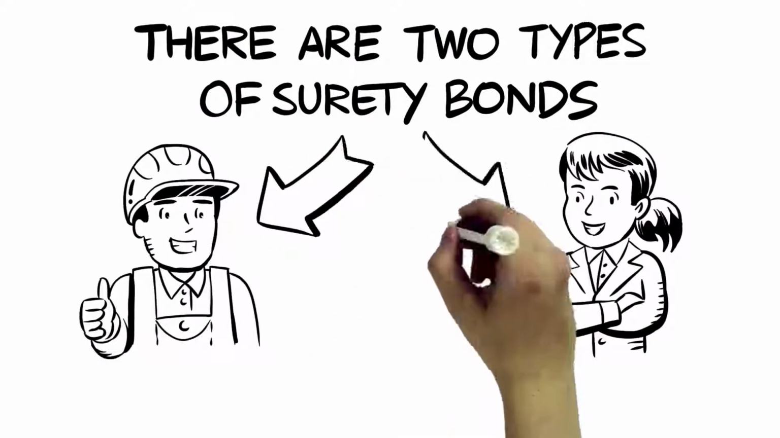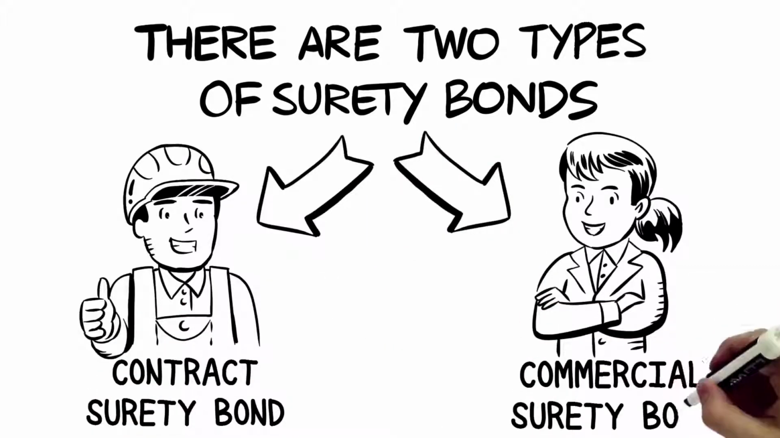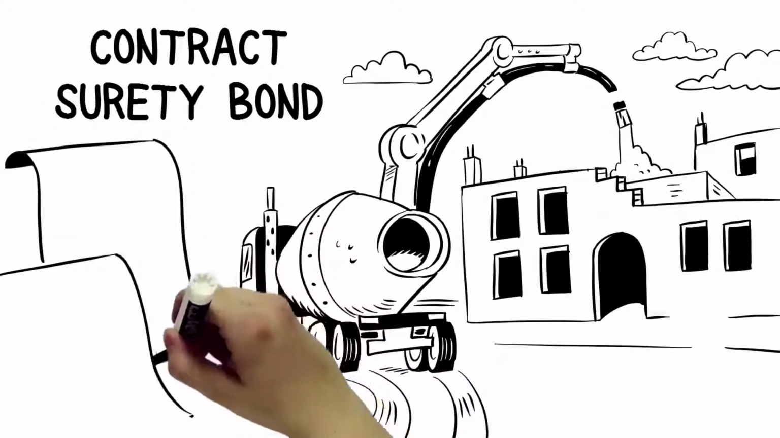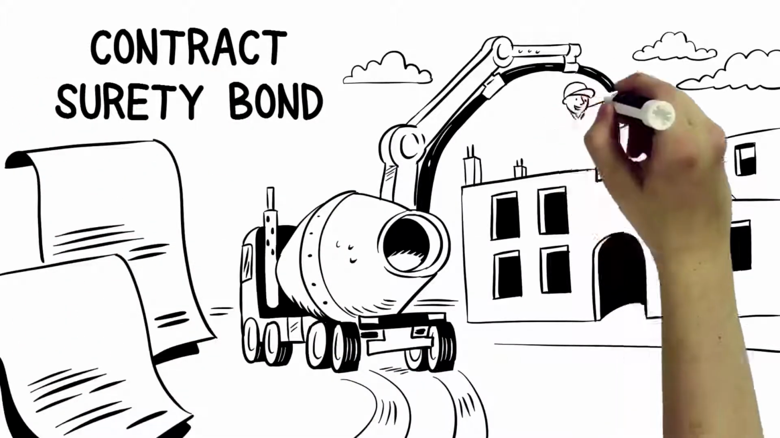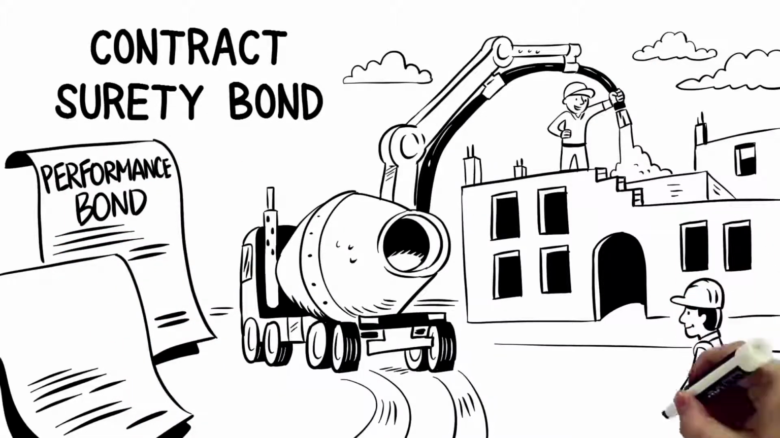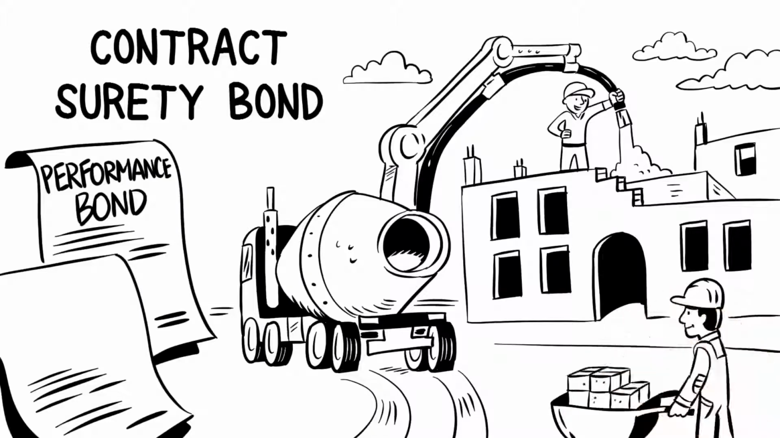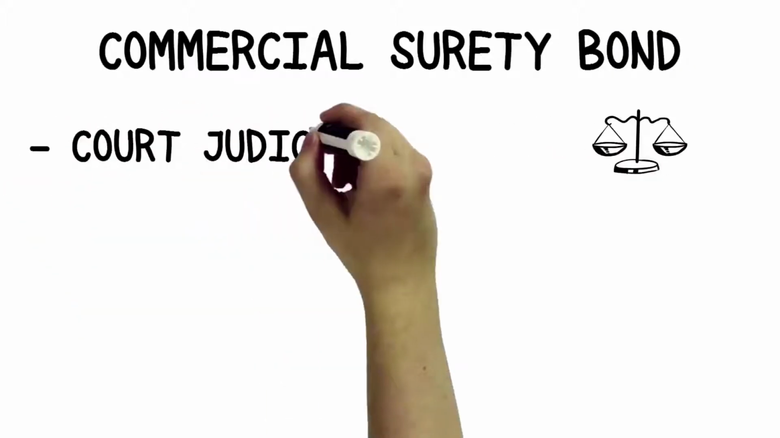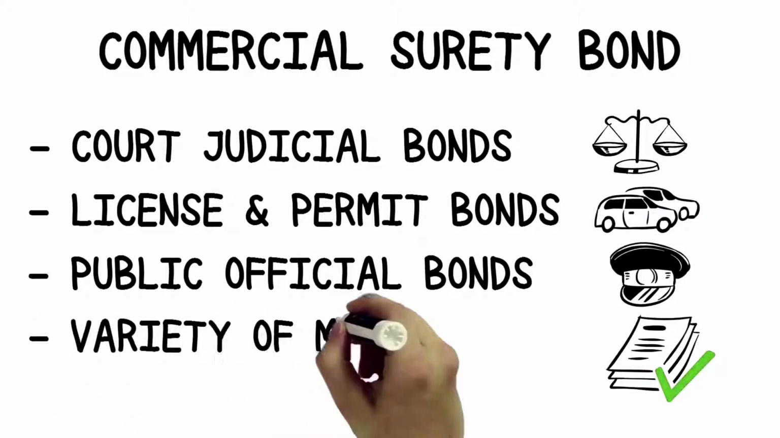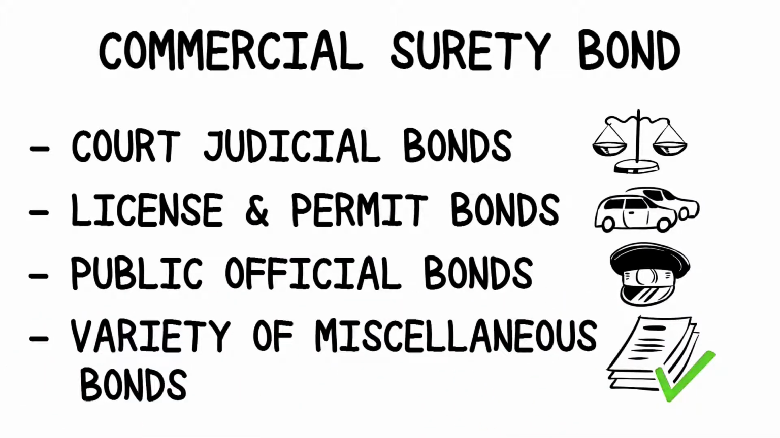There are two types of surety bonds: contract surety bonds and commercial surety bonds. A contract surety bond is given to the project owner by the construction contractor to secure the performance of a construction contract, the performance bond, and to assure that certain labor, materials suppliers, and subcontractors will be paid, the payment bond. A commercial surety bond comprises several types of bond categories, including court judicial bonds, license and permit bonds, public official bonds, and a variety of miscellaneous bonds. These bonds provide a guarantee by the principal of financial performance.